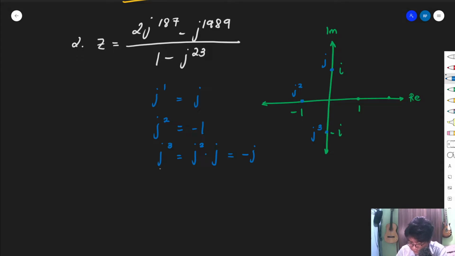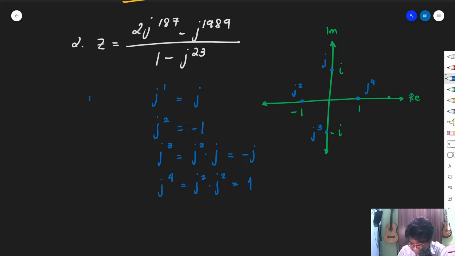Okay? Next, we have j to the fourth. So, alam natin yung j to the fourth is simply j squared times j squared. Diba? And alam natin na j squared is negative 1. So, negative 1 times negative 1, this is equivalent to positive 1. So, ibig sabihin, yung j to the fourth natin nandito sa positive 1 natin.